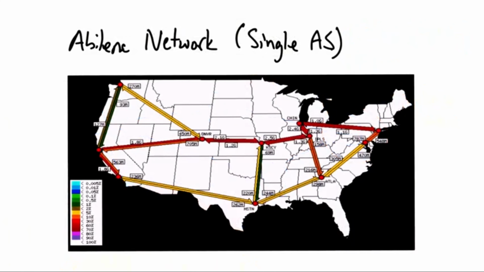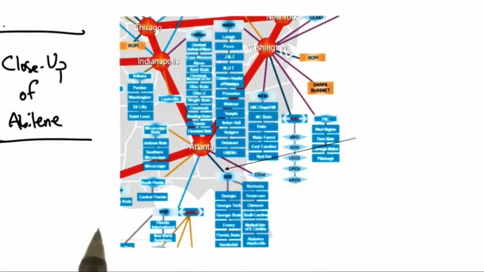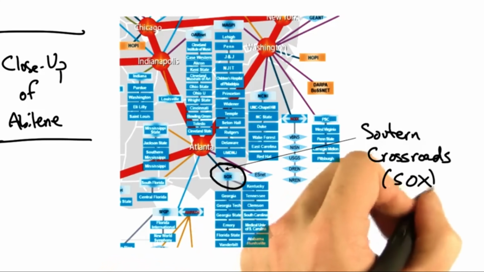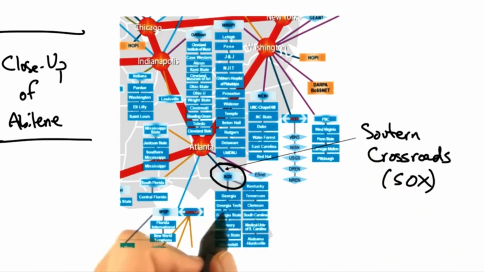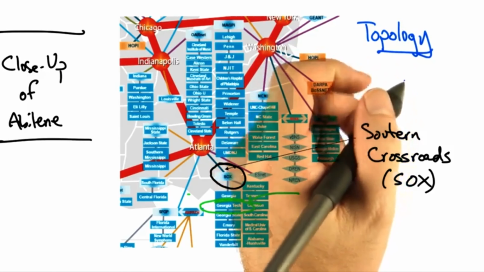Here's an example of a single AS topology, which is the Abilene network, which is a research network in the United States. Each of these locations would be considered a POP, and each of these POPs may have one or more edges between them. Georgia Tech is an autonomous system that connects at the Atlanta POP of the Abilene network. Here's a close-up of the Abilene network in the southeastern U.S. The Abilene network connects to other universities in the southeast near Atlanta at an internet exchange point called SOX, or Southern Crossroads.